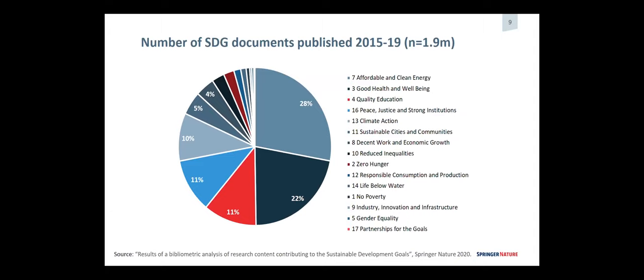As you can see, around 3/4 of all classified items were characterized into just four goals, namely energy, health, education, and peace and justice. Goals with a particularly low count include no poverty, zero hunger, life below water, and gender equality. Overall, around 93% of all items were classified into just one goal, and the remaining 7% into multiple goals.